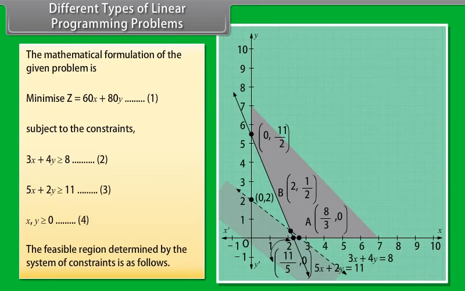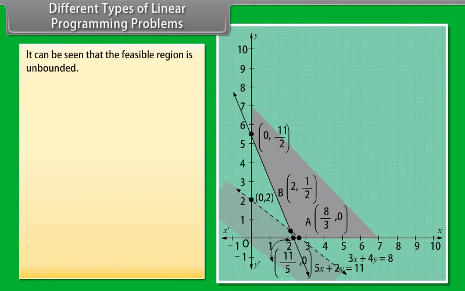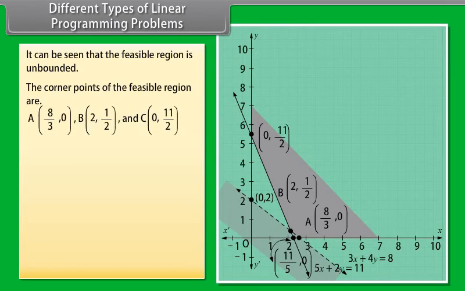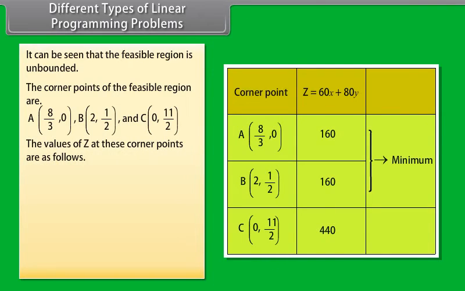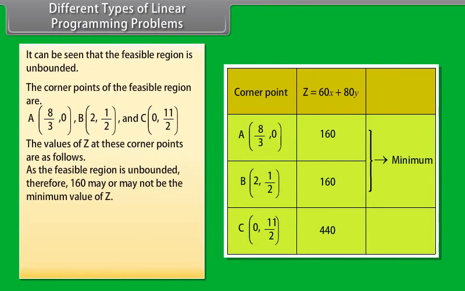The feasible region determined by the system of constraints is as follows. It can be seen that the feasible region is unbounded. The corner points of the feasible region are A (8/3, 0), B (2, 1/2) and C (0, 11/2). The values of Z at these corner points are as follows. As the feasible region is unbounded, therefore, 160 may or may not be the minimum value of Z.